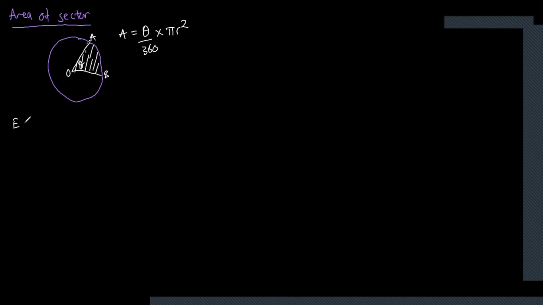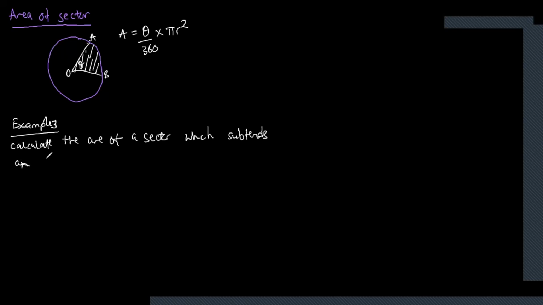So the area of a sector is equal to theta over 360 times pi r squared, right? Example 3. Calculate the area of a sector which subtends an angle of 80 degrees at the center of a circle of radius 12 centimeters. Is there anyone who wants to try?